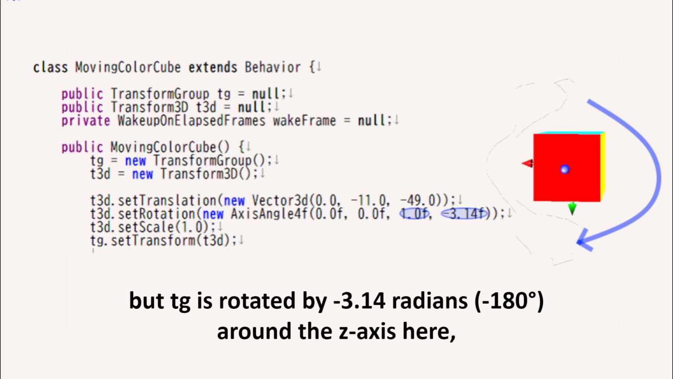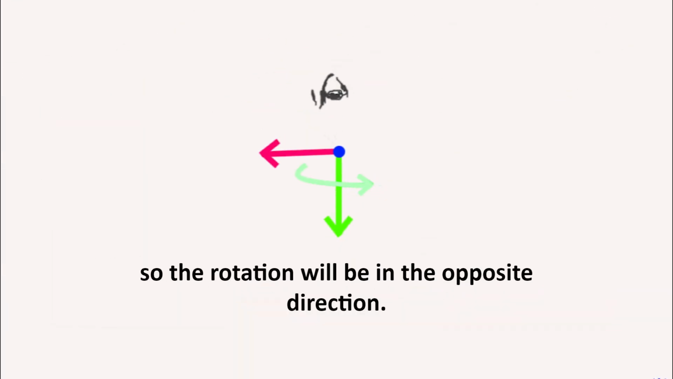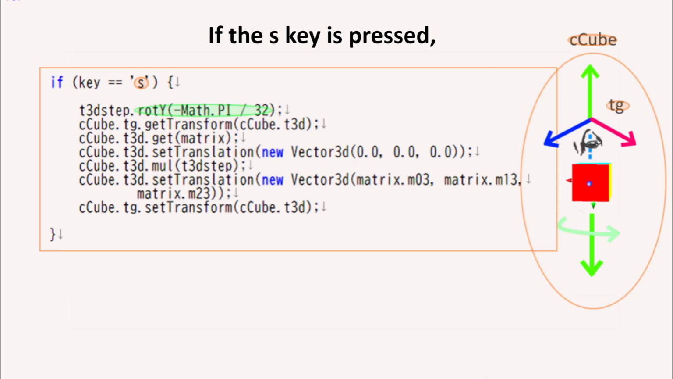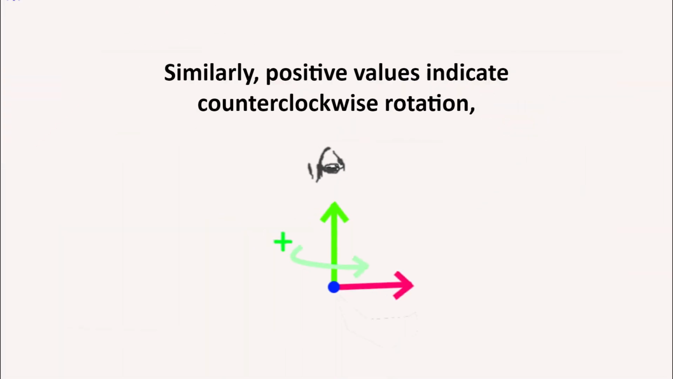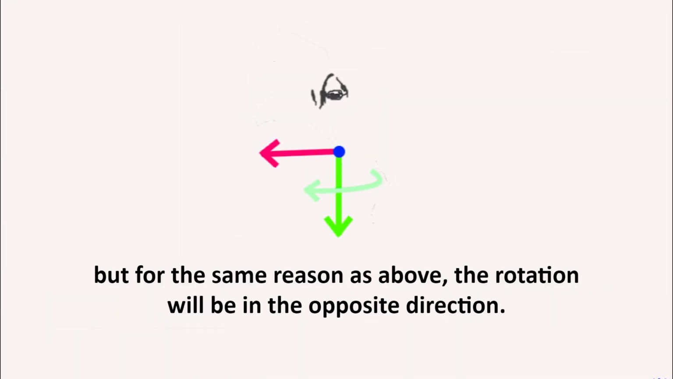In Java 3D, negative values indicate clockwise rotation. But TG is rotated by minus 3.14 radians, minus 180 degrees, around the z-axis here. So the rotation will be in the opposite direction. If the S key is pressed, TG in the C-cube object is rotated by minus Math.PI divided by 32 radians around the y-axis. Similarly, positive values indicate counterclockwise rotation. But for the same reason as above, the rotation will be in the opposite direction.